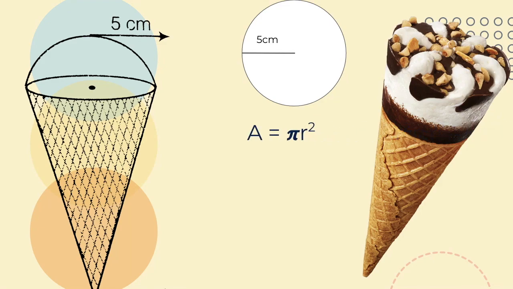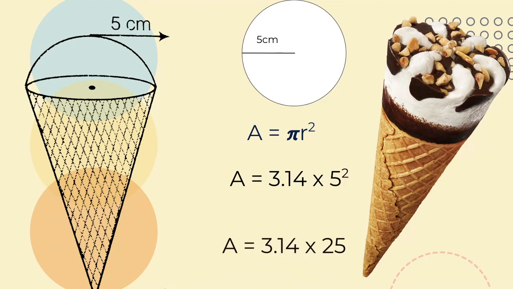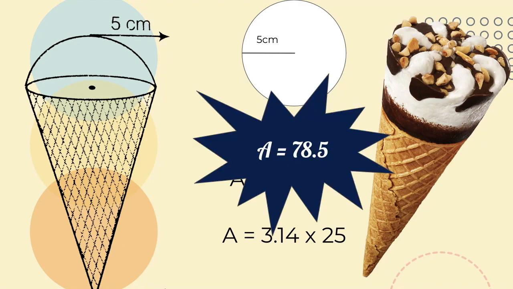Now we need to find the area, so we use the formula A equals pi r squared. Pi is 3.14. The radius is 5, so we're going to do 3.14 times 5 squared. 5 squared means 5 times 5, so when we multiply, we're going to multiply 3.14 times 25. This is where your calculator comes into play. And hopefully you got 78.5.